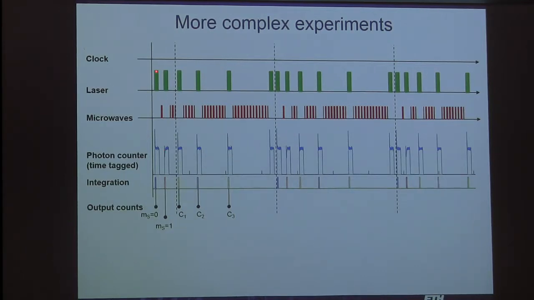This one is easy, we just initialize by laser pulse. The second one is very similar. We initialize by laser pulse, and with the microwaves we apply a pi pulse, so we invert this bit system. And then here, this is the actual experiment.